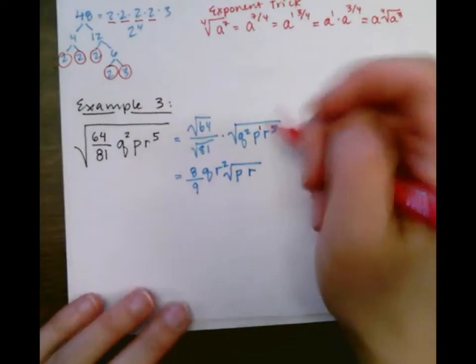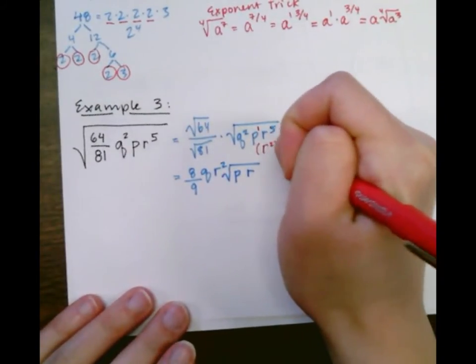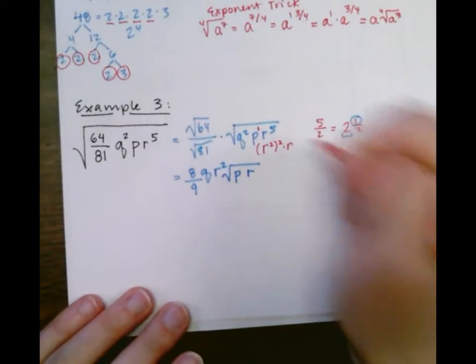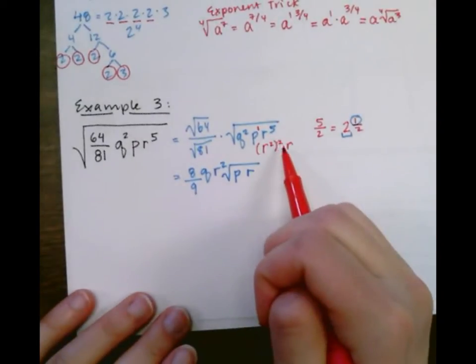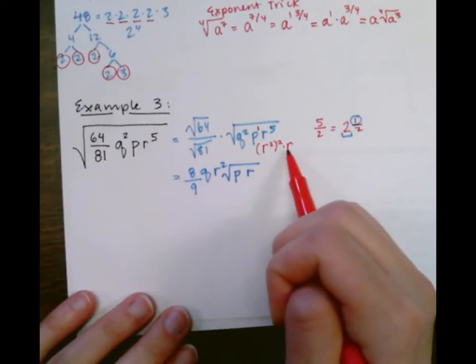You can also do it by saying r to the 5th is equal to r squared squared times r, and then you know this squared will cancel, so what's going to come out is the r squared, and then what's going to be left over inside is this r.